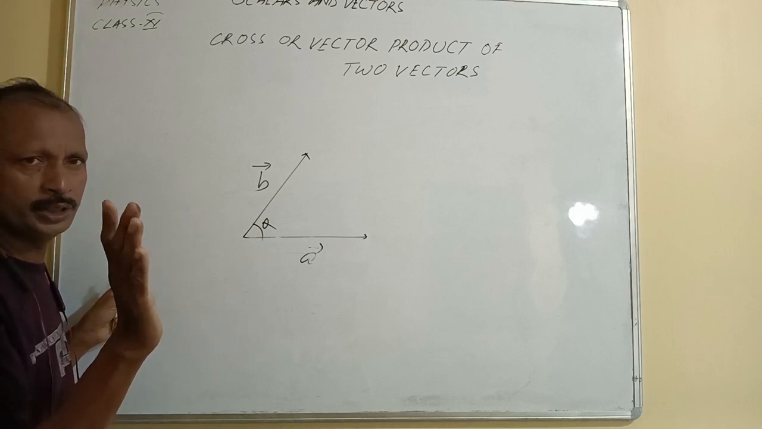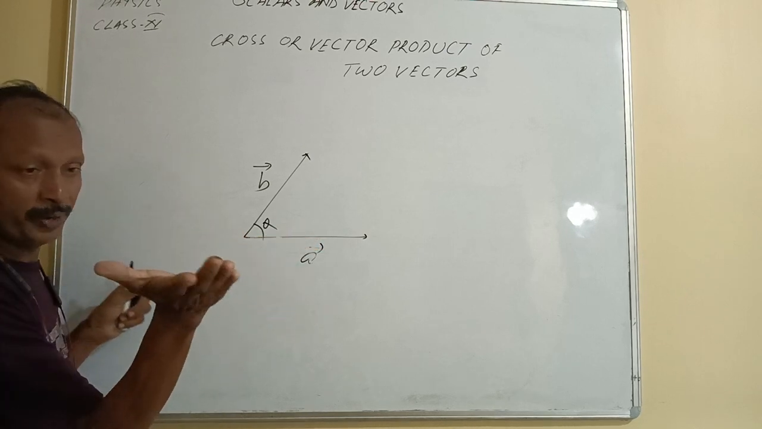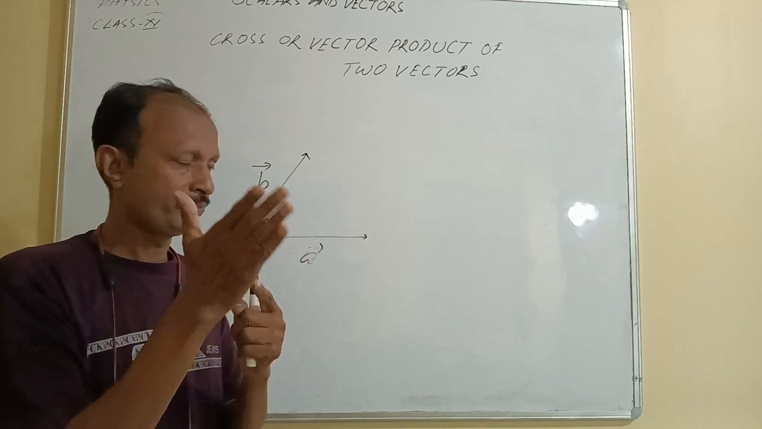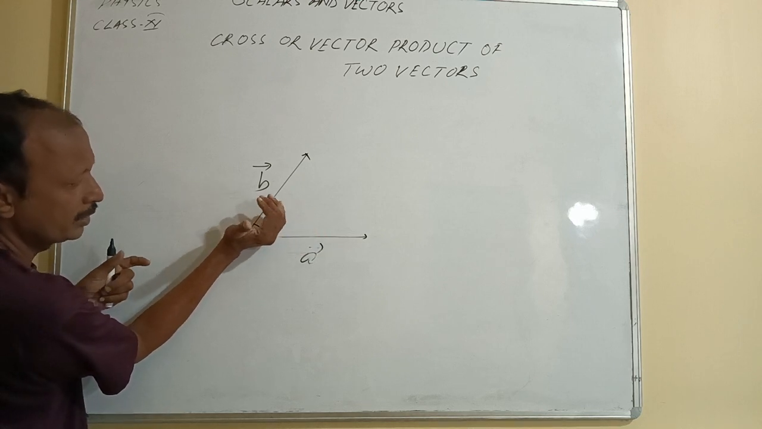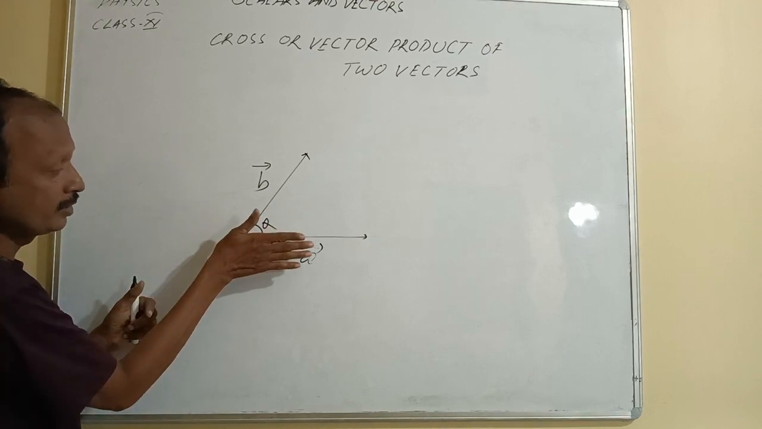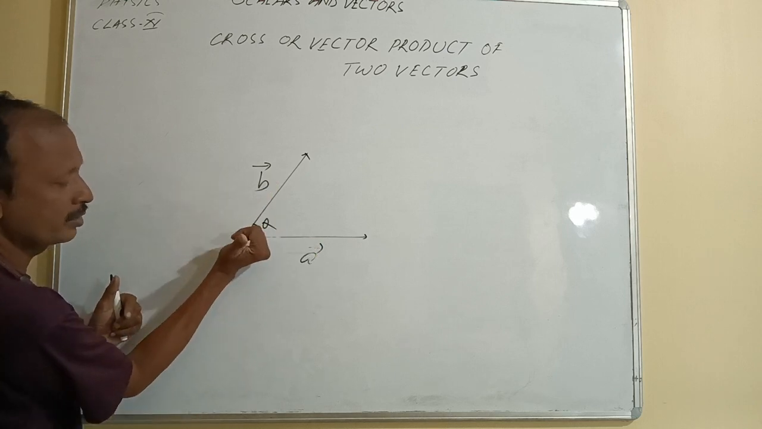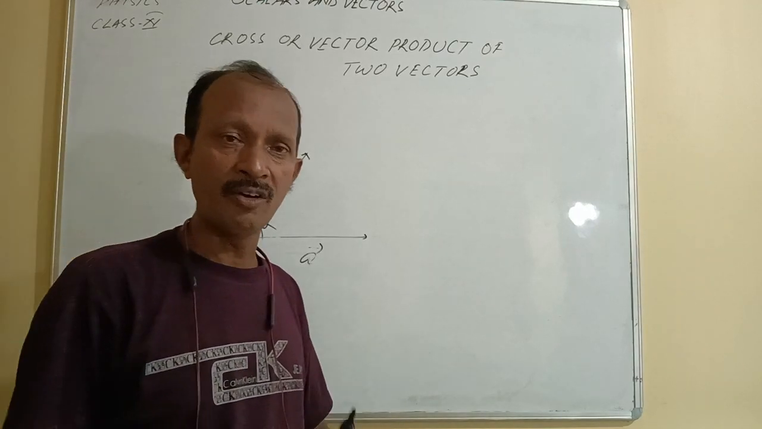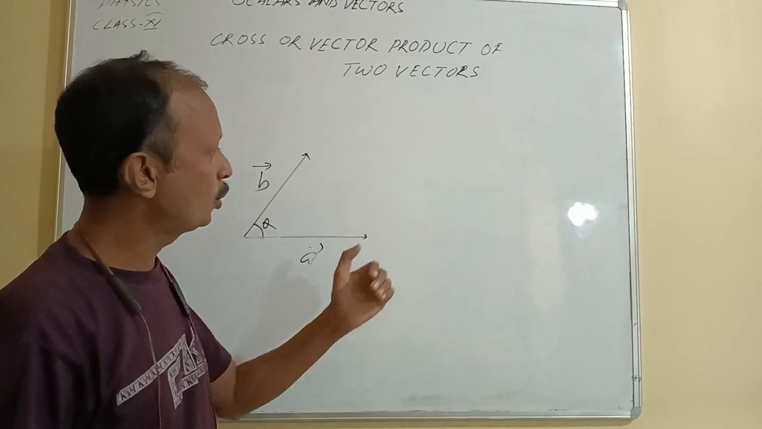Be very careful, you have to use the right hand. Left hand means it will be trouble. Once again I am repeating it, you have to stretch your right palm and place it along the first vector A and move towards the vector B. You see that my thumb is indicating outwards. That means these are perpendicular. Just like this is the x-axis, this is the y-axis, you can consider this is the z-axis. Like this, it will be convenient to determine the direction of a product of two vectors.